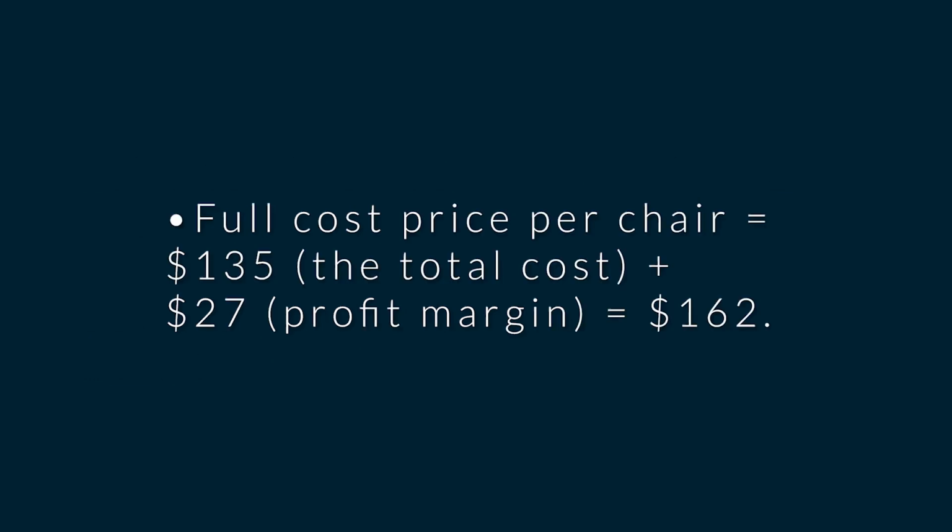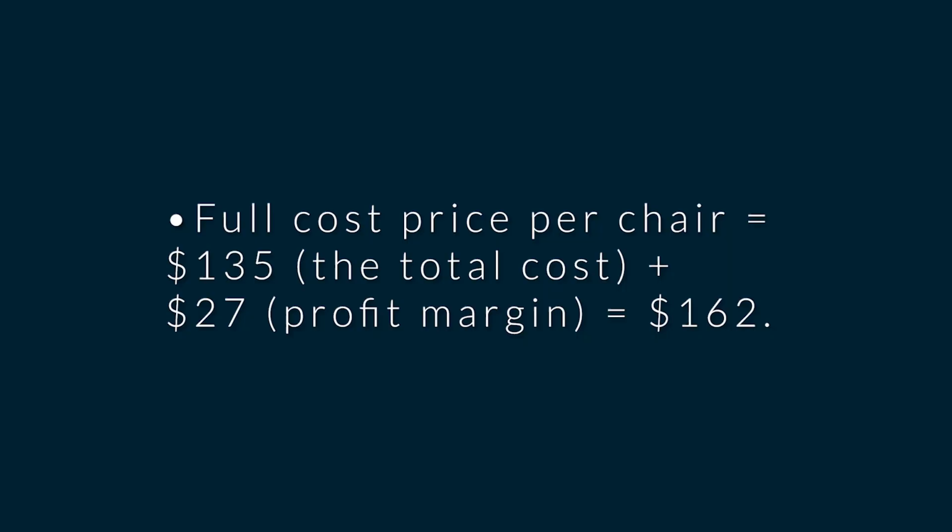So the full cost per chair, we take the 135, which is how much it costs us to make a chair, and then we add our profit margin. Remember, 20% of 135 is how much you're supposed to be making. For every chair we make, we want to make 20%. That's our profit margin. It's like saying for each pen, if it costs X to make the pen, then 20% should come out of every pen. So we take 135, 20% of that is 27. We add 135 plus 27, and our price is 162.